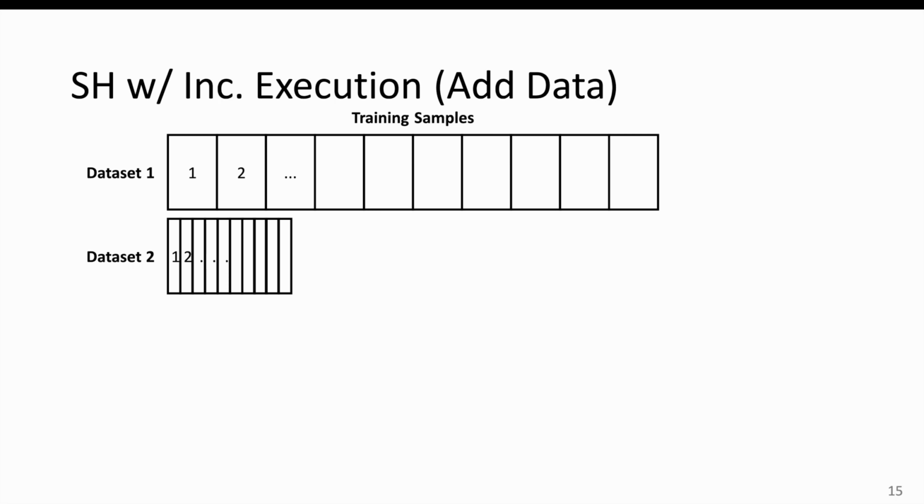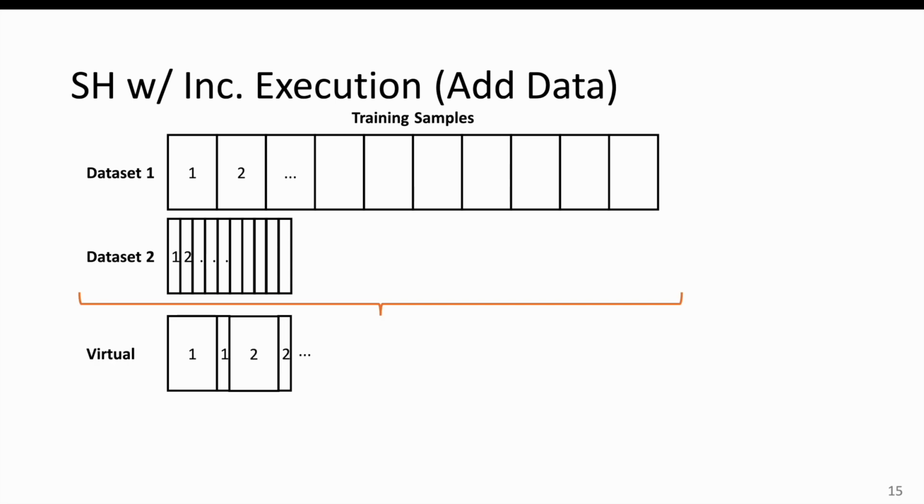And we split this second data set into the same number of chunks as we have in data set 1. Now what we do is we build virtual chunks by combining the first chunk from the first data set and the first chunk from the second data set. And we only need to run inference on the second data set, so we can reuse the inference results from the first data set, but we have to recompute the proxy for virtual chunk 1 and virtual chunks 1 and 2. Now let me show you some numbers.